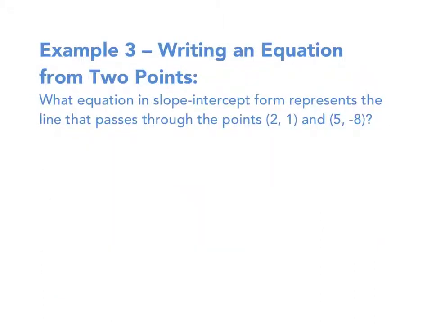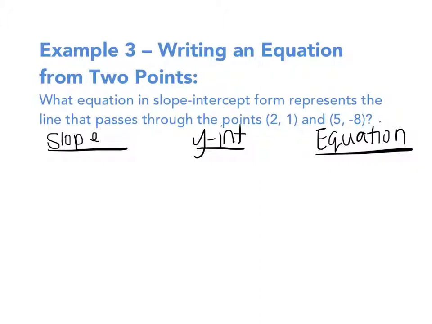And your last example is writing an equation from 2 points. So what equation in slope-intercept form represents the line that passes through the 2 points (2, 1) and (5, negative 8)? And this piece has a couple steps. So I'm missing the slope to write, and I'm missing the y-intercept. So I need to find the slope, and then I need to find the y-intercept. And then once we do all that, we'll get the equation.